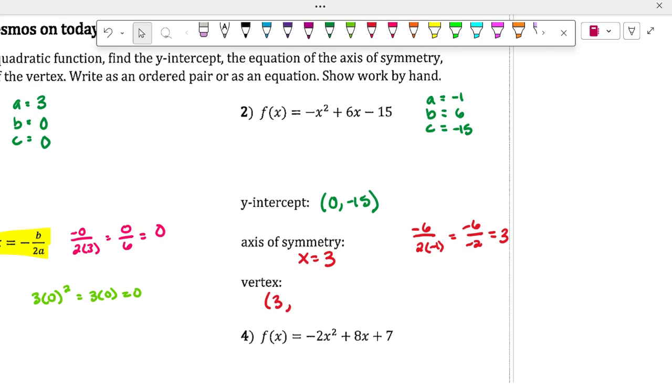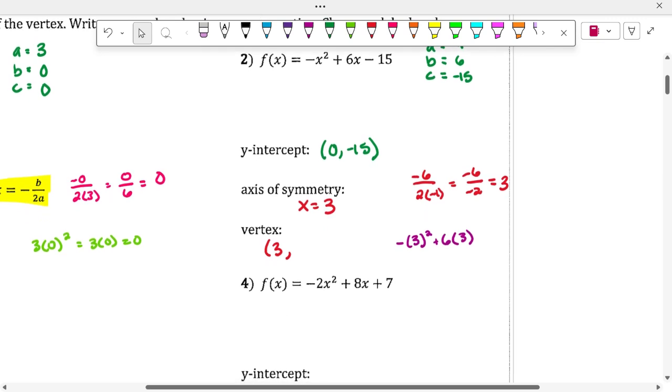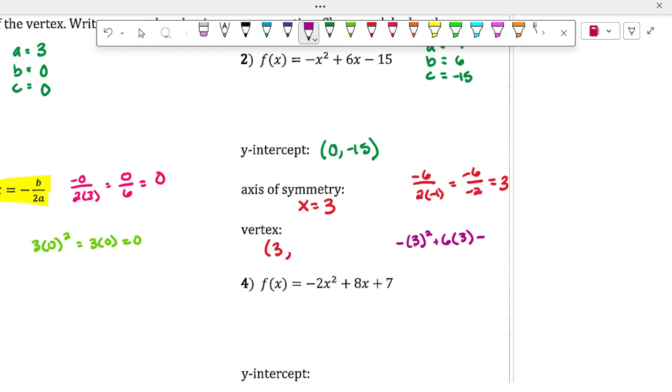Plug the 3 back in. Remember, if I were you, get in the habit of putting parentheses around whatever number you're plugging back in. Especially with the 3 squared with the negative in front of it, so you don't include the negative with the 3 when you square it, because you're technically not supposed to. So this would be negative 9 plus 18 minus 15. So negative 9 plus 18 is 9. Minus 15 is negative 6.